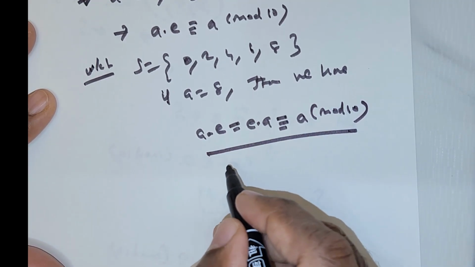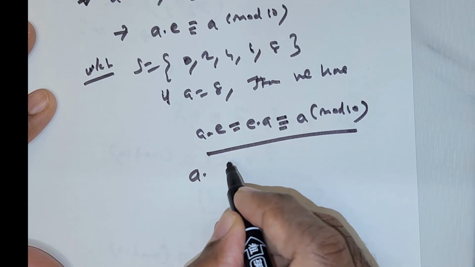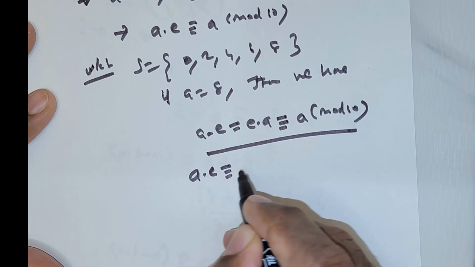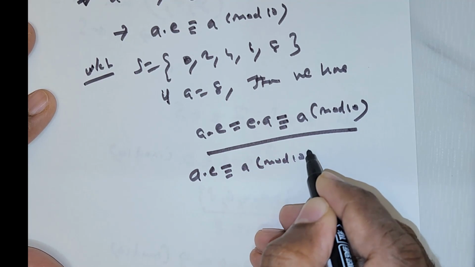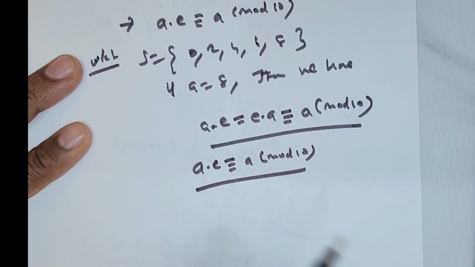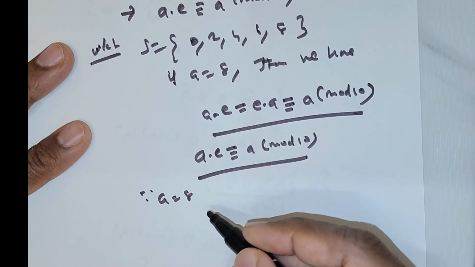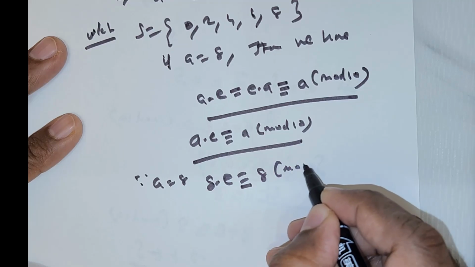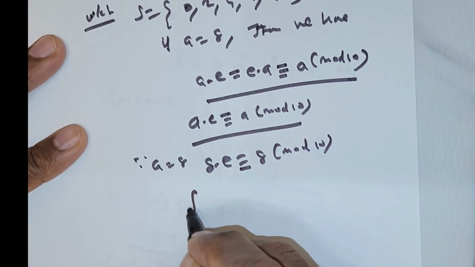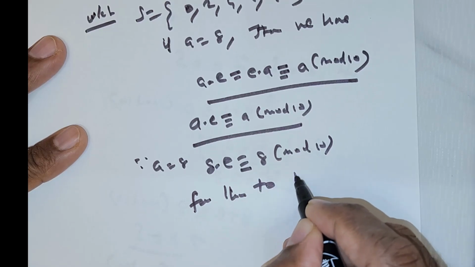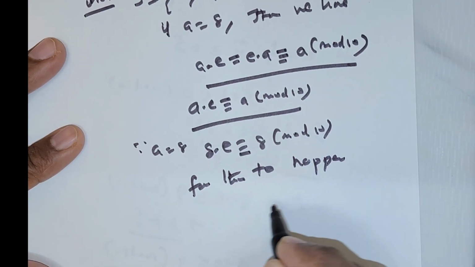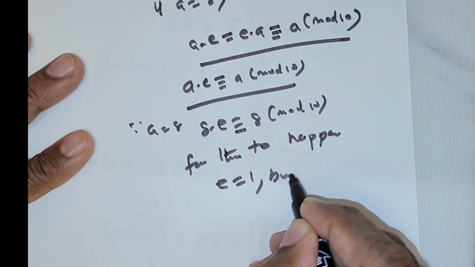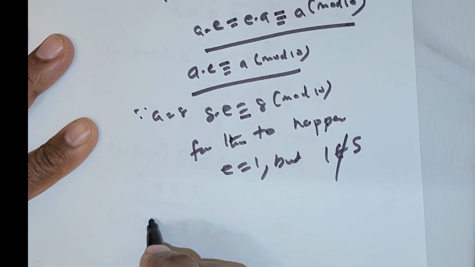So to state this in simpleness, you can directly state that A times E should give me A mod 10. This is required. So since A is equal to 8, 8 times E should produce me 8 mod 10. So for this to happen, what should you have E to be? E should be equal to 1. But 1 is not an element of S.